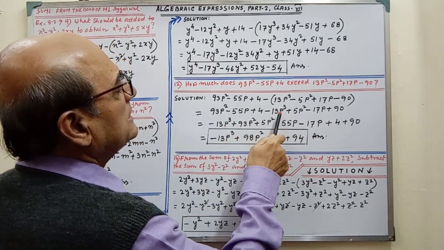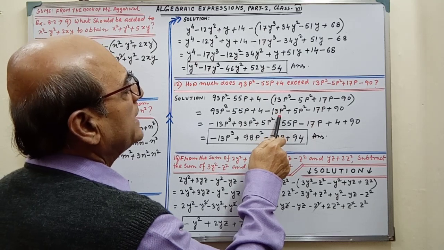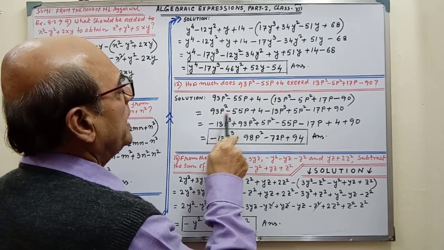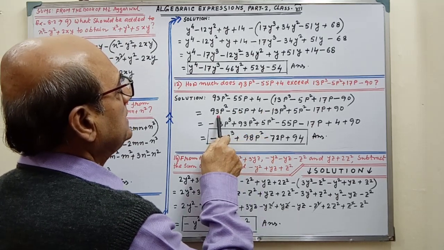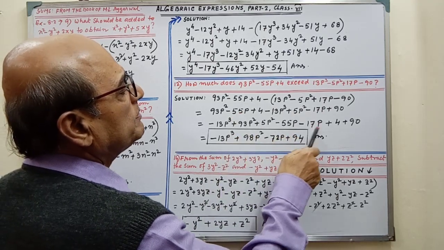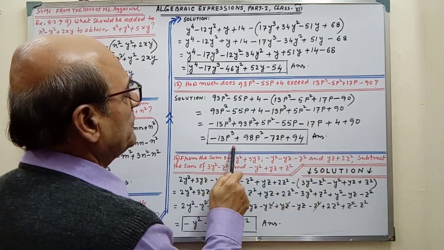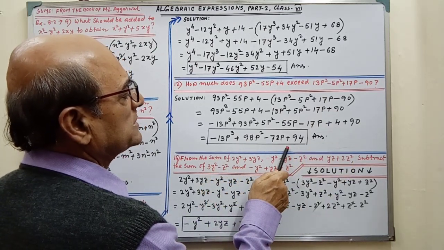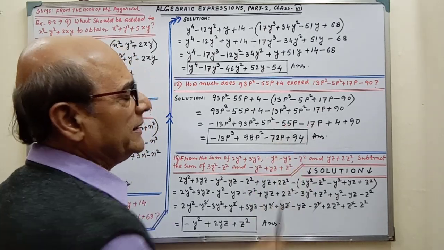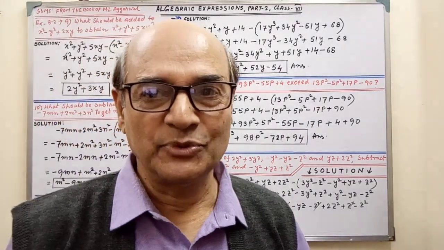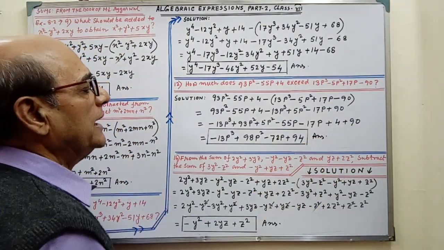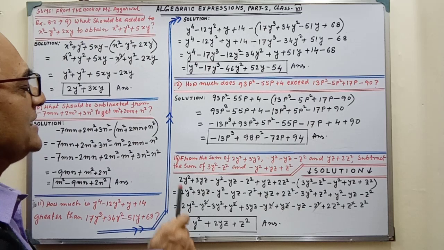According to power, here is 13p cube. This is why 13p cube we have to write first, then square, then p, then the numerical number. 93p square and 5p square, then 55p and 17p, plus 4, 90. Then by simplification we are getting this, a very simple simplification. Here minus 55p minus 17p, both are minus, we have to add and put the minus sign. Both are plus, so by simple addition 94. Sum is completed. Next and last sum.